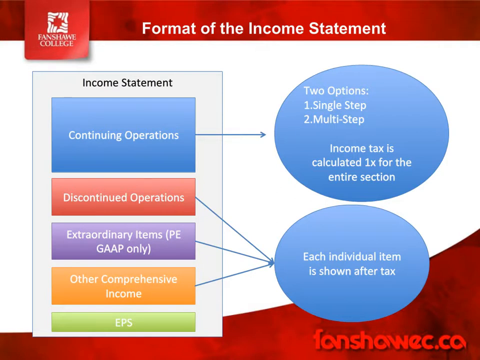Okay, and then the last section. This one's going to be brand new to you. This last section is called Other Comprehensive Income. So we start with continuing ops all the way up here at the top, right? We have two options for doing that, single step and multi-step. And then we calculate tax once for the entire section. And then we move on to our discontinued ops and our extraordinary items.